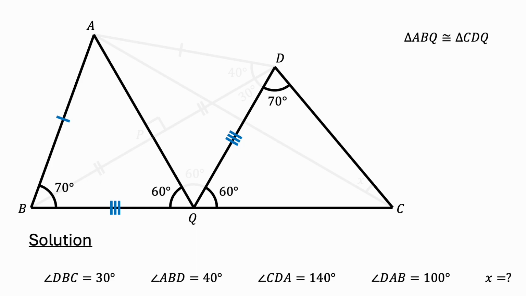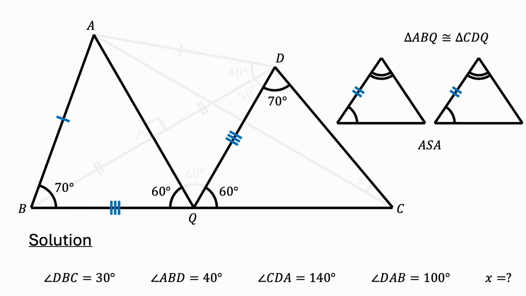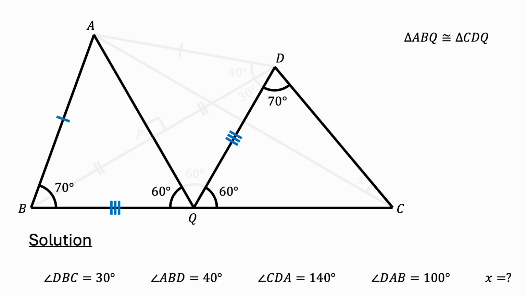Next, consider triangle ABQ and triangle CDQ. We claim that triangle ABQ is congruent to triangle CDQ. Since angle ABQ equals angle CDQ equals 70 degrees, BQ equals DQ, and angle BQA equals angle DQC equals 60 degrees, the two triangles are congruent by ASA. Since AB and CD are corresponding sides in congruent triangles, we have CD equals AB.